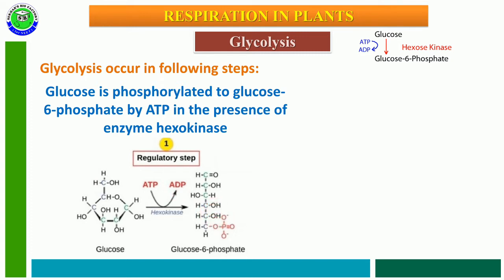Now it will convert it into glucose 6 phosphate. This reaction is catalyzed by hexokinase enzyme. It is the first step in glycolysis.